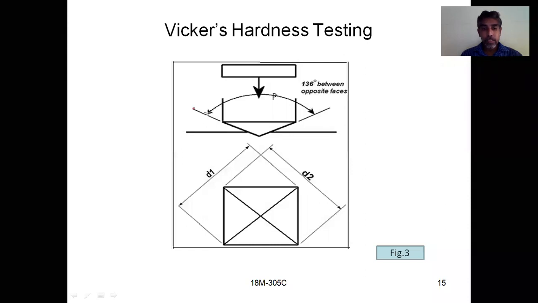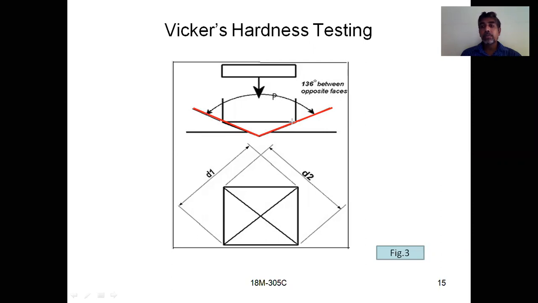See this one. This is the diamond indenter. And the angle between these faces, how much? 136 degrees between the opposite faces. Why are we saying opposite faces?